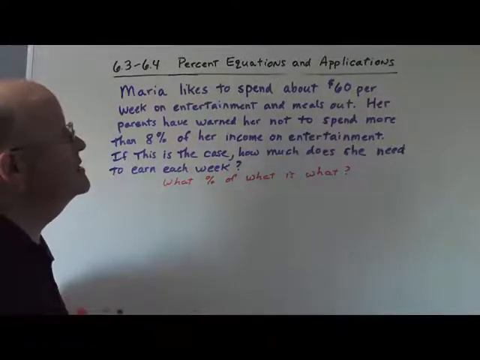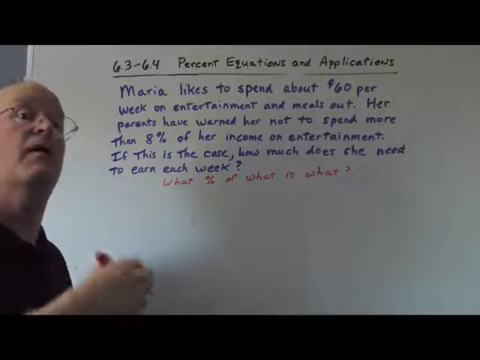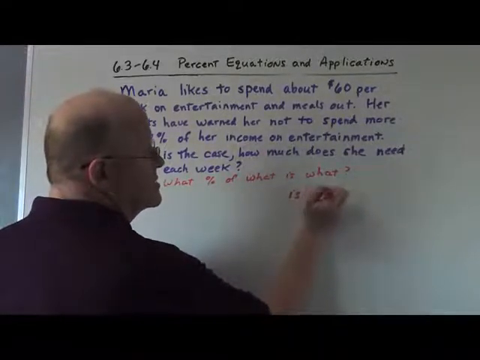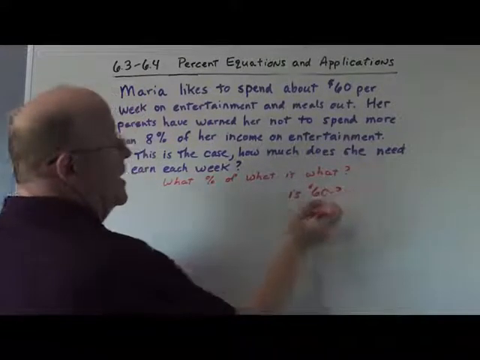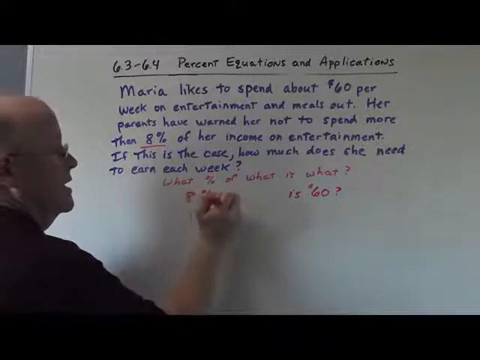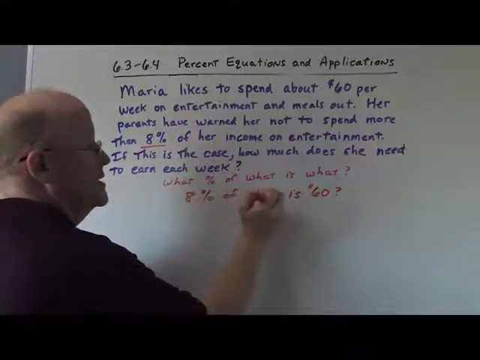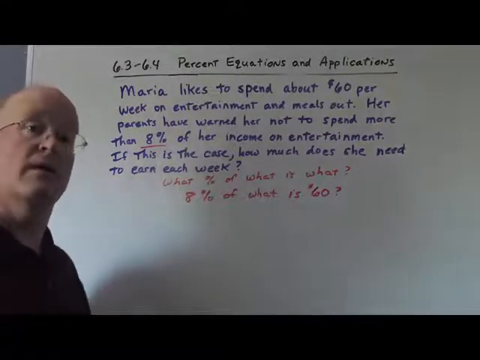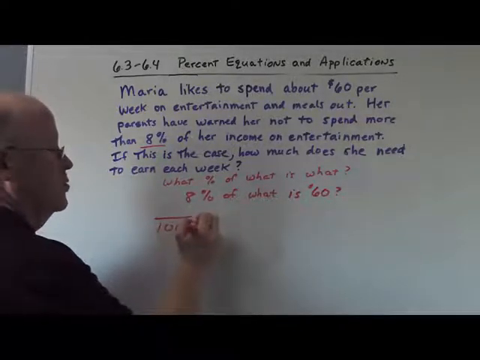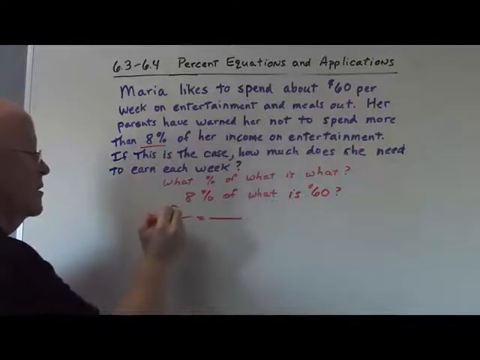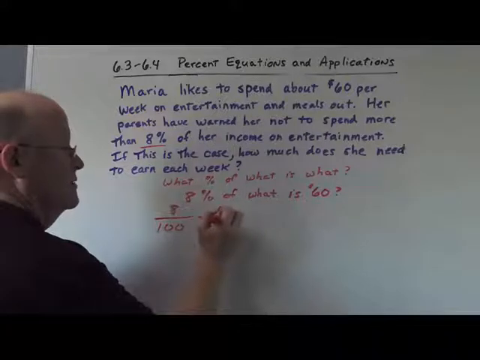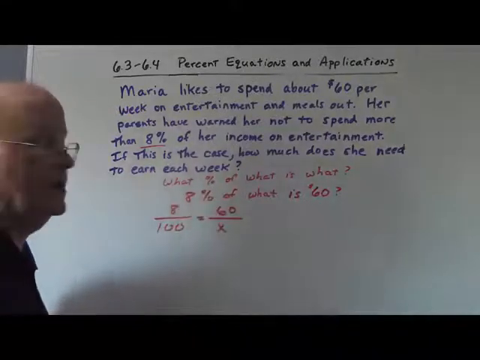She wants to spend $60 per week. That is part of a larger number. So I think we're going to say "is" $60 over here. And we already have 8% given to us. So 8% of what is $60 is what our equation is going to end up being. So let's write this as something over 100 again. Our 8 goes over 100. Our "of" number is in the bottom right corner, and the 60 goes in the upper right.